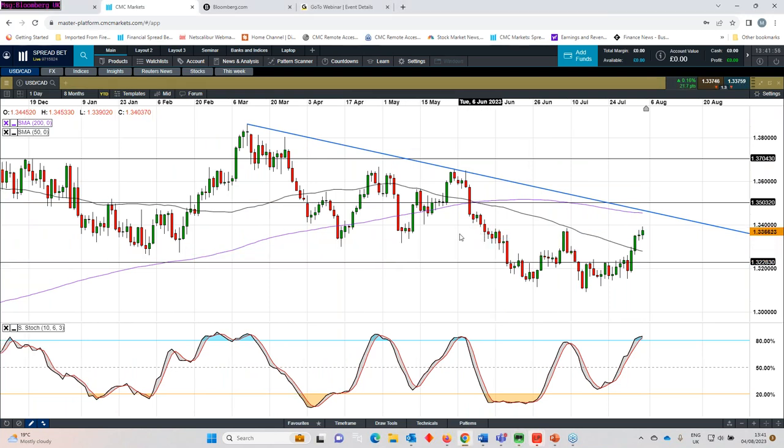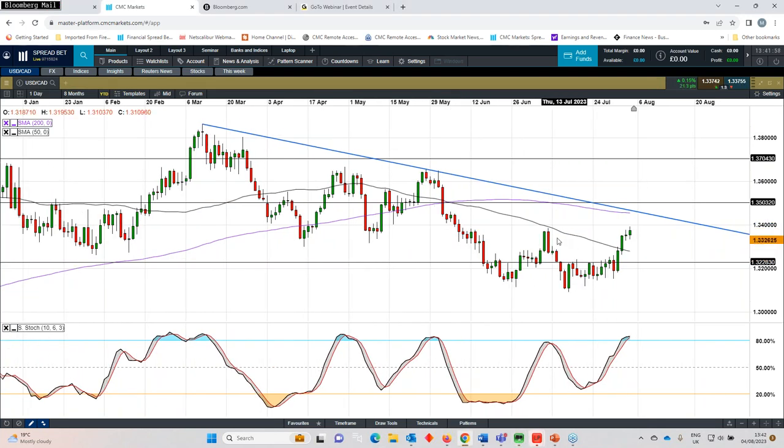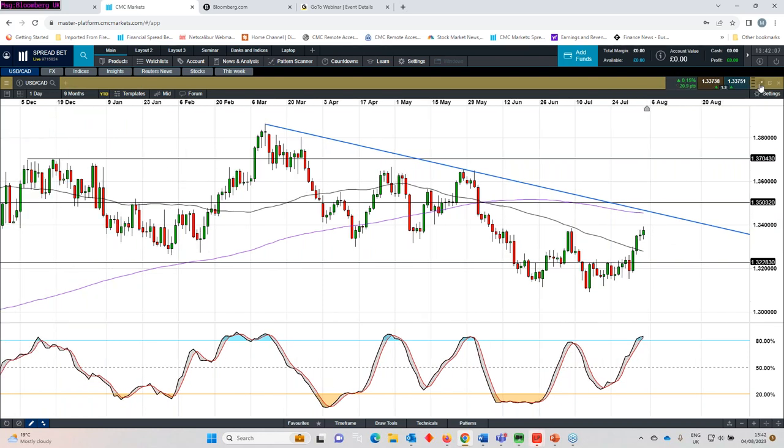Let's get rid of that line, it's no longer relevant. We're seeing a bit of a retest of the highs in dollar CAD of earlier this month. So 134 is going to be a fairly decent level on that. We could well see a break higher if we break through 134 on dollar CAD.